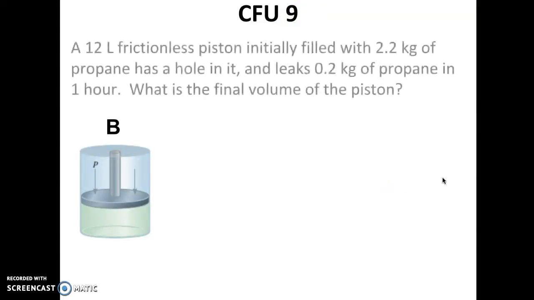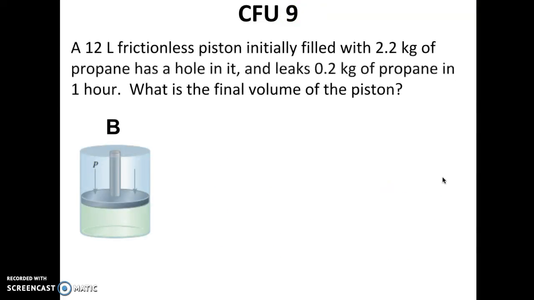Okay, let's try it with CFU 9. Again, a 12-liter frictionless piston initially filled with 2.2 kilograms of propane has a hole in it and leaks 0.2 kilograms of propane in 1 hour. What is the final volume of the piston? So pause the video now, and if you need a hint, it'll appear in about 10 seconds.